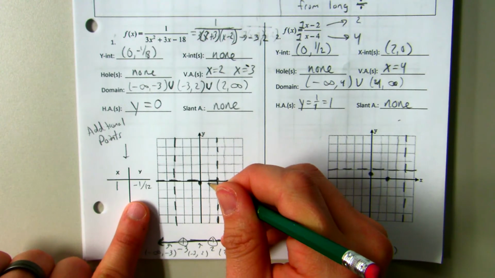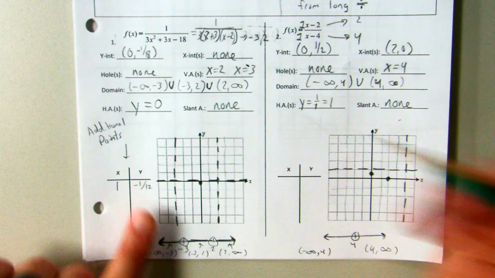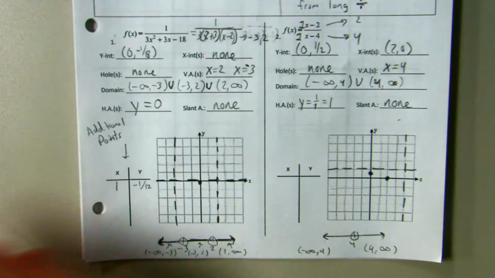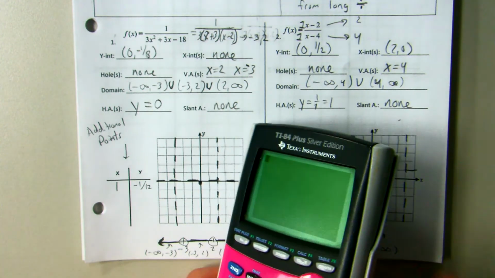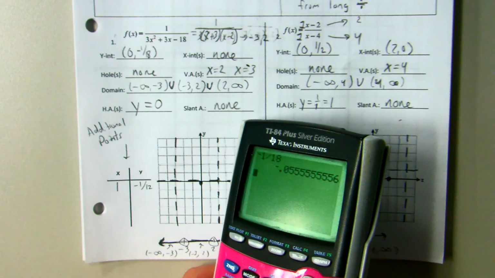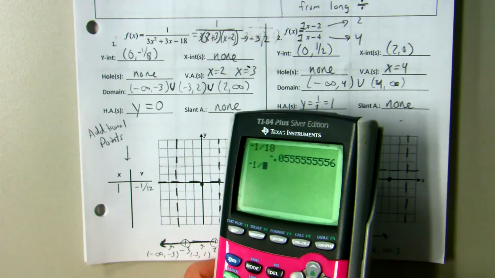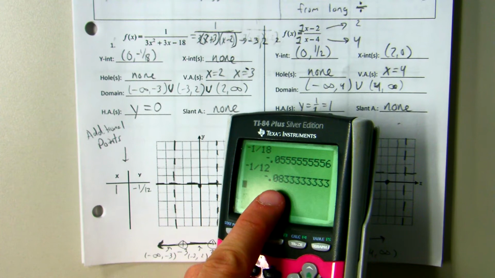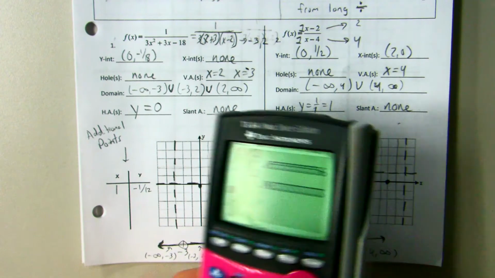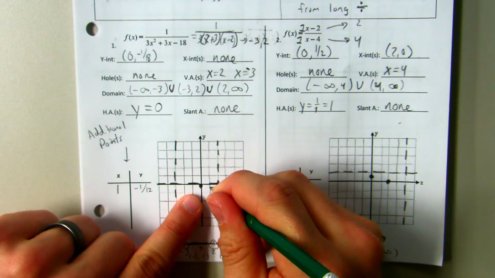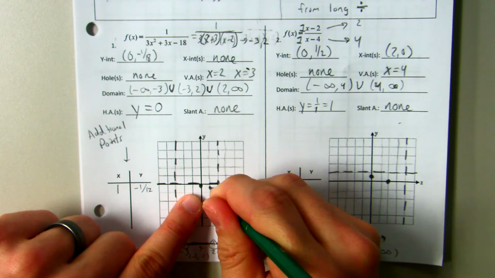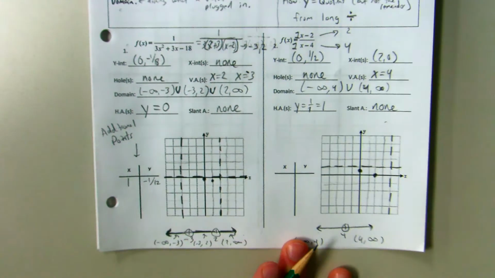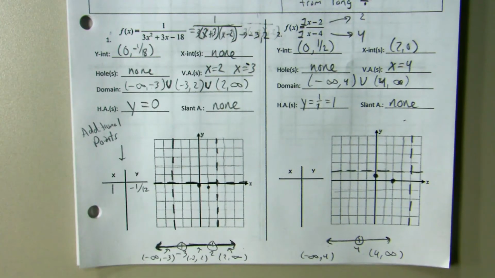Okay, so is negative 1/12 bigger or smaller than negative 1/18? Negative 1/18 is a decimal. The fraction is bigger, but because it's negative, it's a smaller number. So that means it's still super tiny, but it's a little further down than this one is.